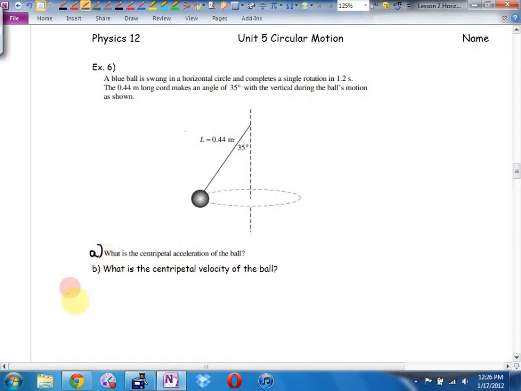Centripetal acceleration is either v squared over r or 4 pi squared r over T squared. I lifted that right from the formula sheet. Which one of these two do you think I'm going to use? Did they give me the speed or the period somewhere in the question? Period. Okay. I'm going to use this one.